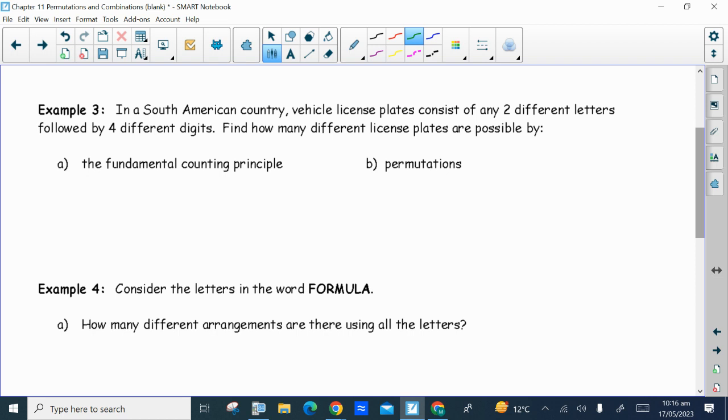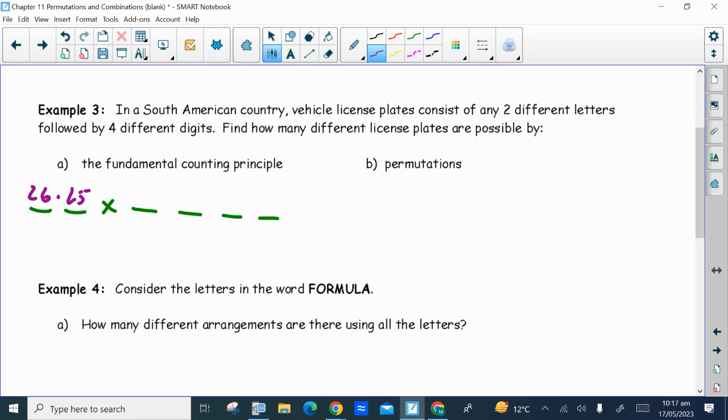In a South American country, vehicle license plates consist of any 2 different letters, which means no repetition, followed by 4 different digits. Again, different means no repetition. Find how many different license plates are possible by first using the fundamental counting principle. So you'd have to do this in 2 steps. The first step is your letters, times your 4 digits. So 2 different letters. There are 26 letters in the alphabet. So you would have 26 choices for the first, and because they have to be different, there'd be 25 choices for the second.